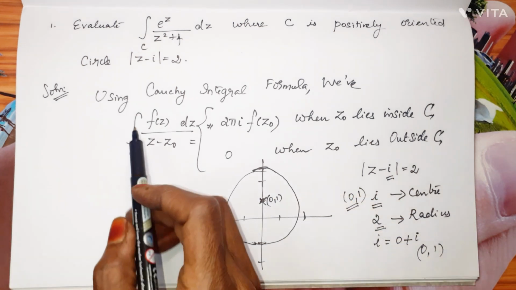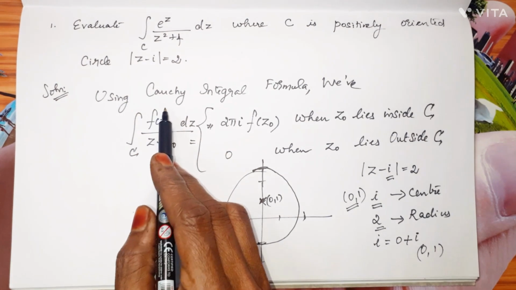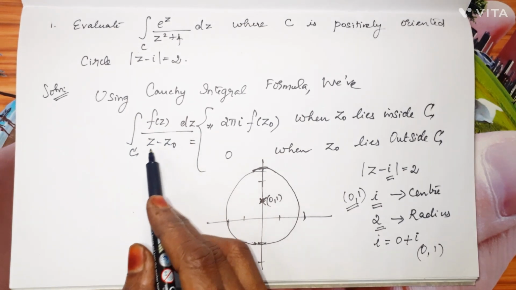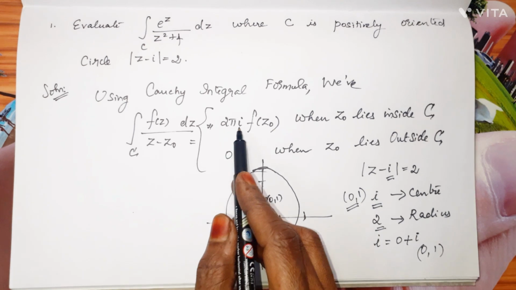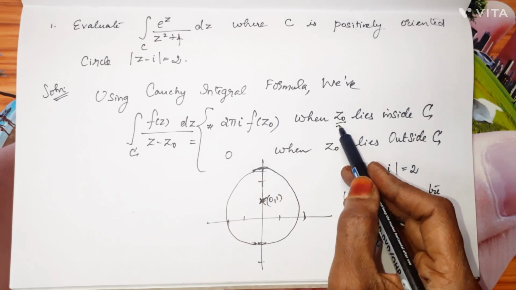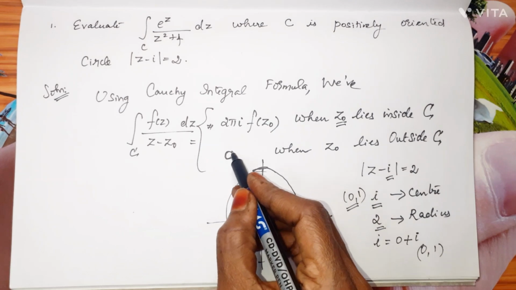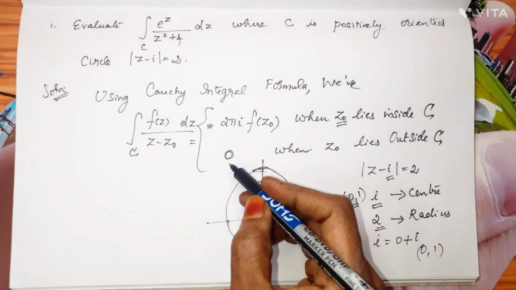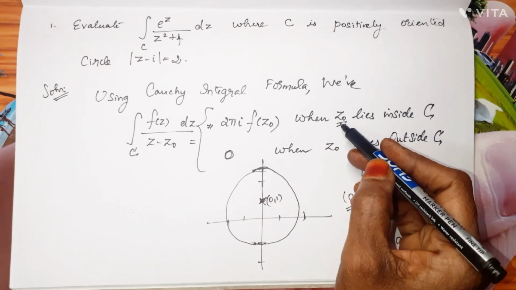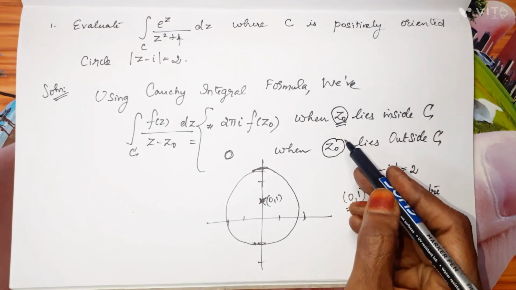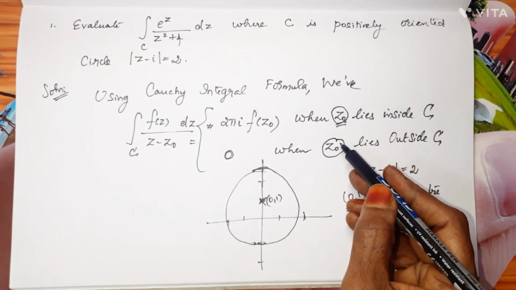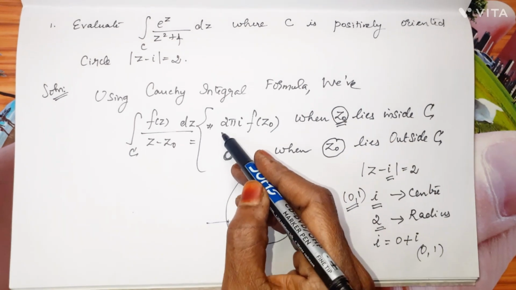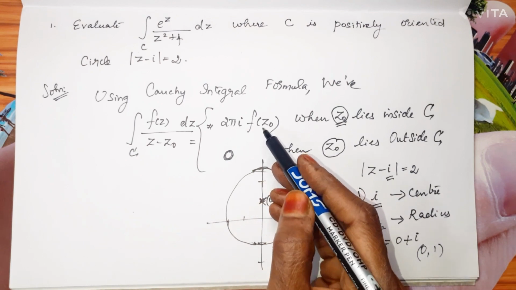Now, for evaluating this integral, we are going to use the Cauchy integral formula. We know that the integral over C of f of z dz by z minus z0 is equal to 2 pi i into f of z0, when this z0 lies inside C. Otherwise, if it lies outside C, the value will become 0. No need to calculate anything. First, we have to find whether z0 lies inside or outside. If it lies outside, the calculation is very easy because the total value will become 0. If it lies inside, the answer is 2 pi i into f of z0.